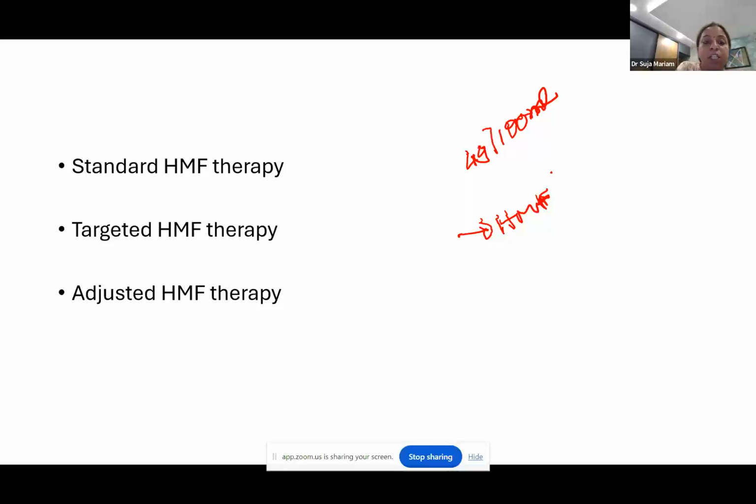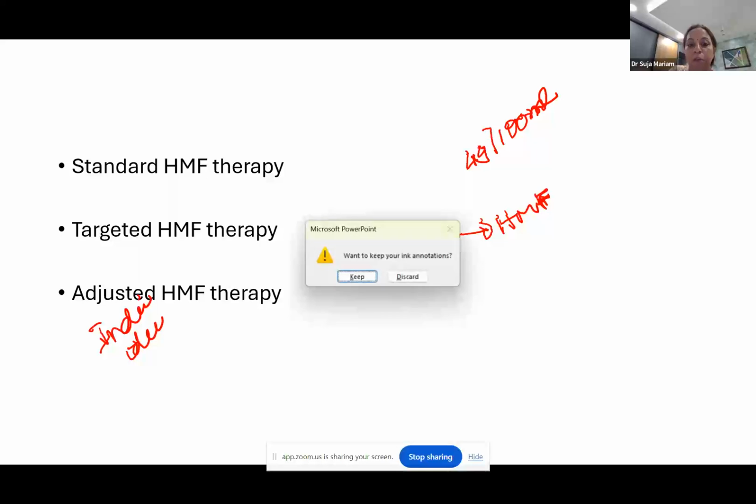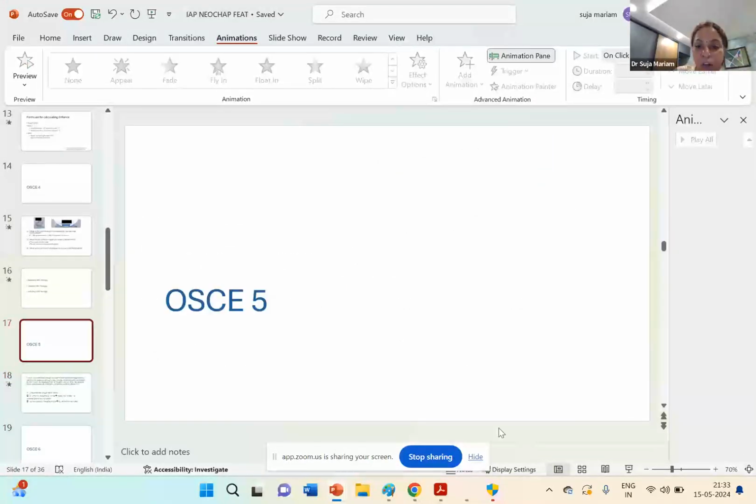Now, what is adjusted? This is what you call individualized HMF therapy. Adjusted is the other term for individualized HMF therapy, where you check the milk also and you check the blood urea nitrogen of the baby also. And then you have a target for the baby's blood values, and then you increase. If the baby's protein intake is less, then you will be increasing the HMF fortification. So that is about HMF. Now let's go into the next OSCE for the day.